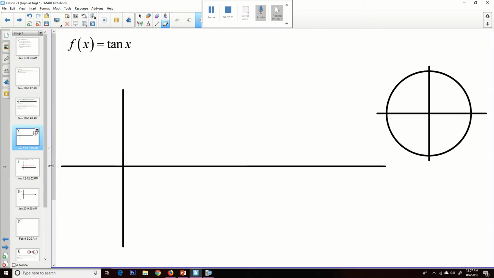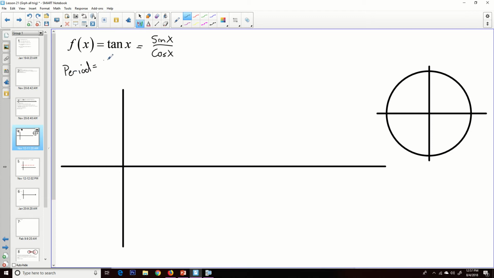So let's start with a real simple one. Let's start with tangent of x. If I start with the tangent of x, I'm going to recall that there's a quotient identity that says tangent is equal to sine of x over the cosine of x. All right, since there's no other expressions in there, and tangent and cotangent don't have an amplitude, we'll start with the period.